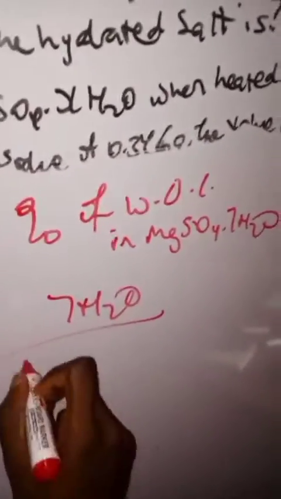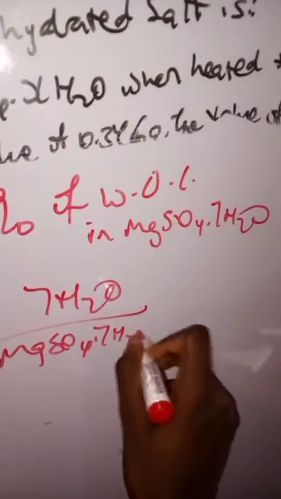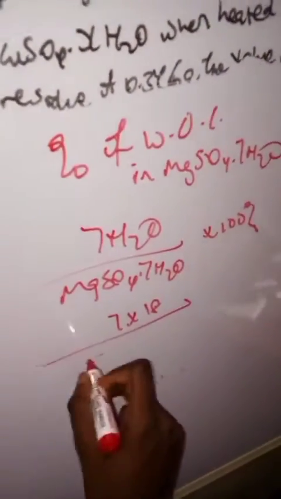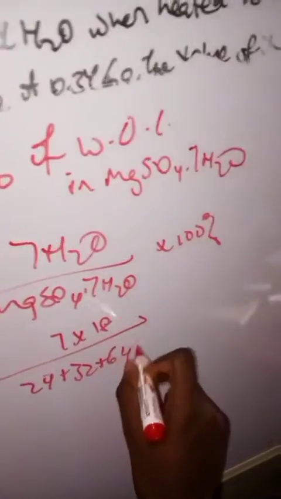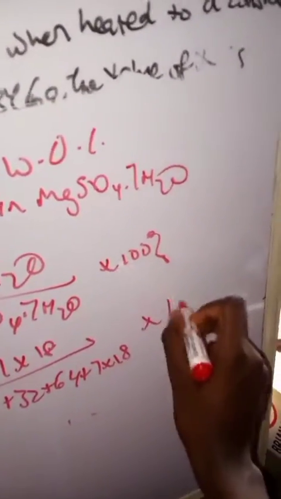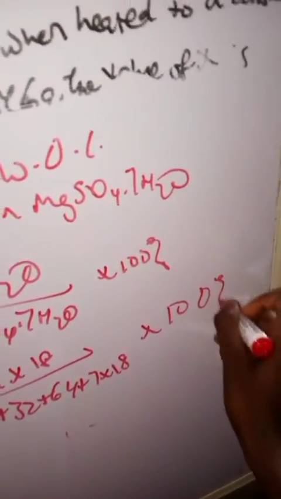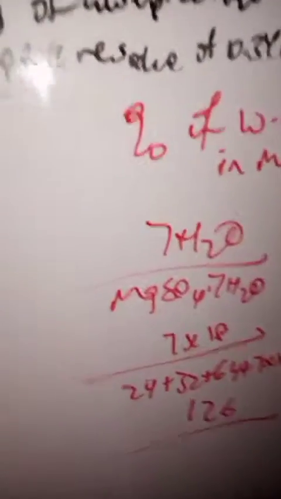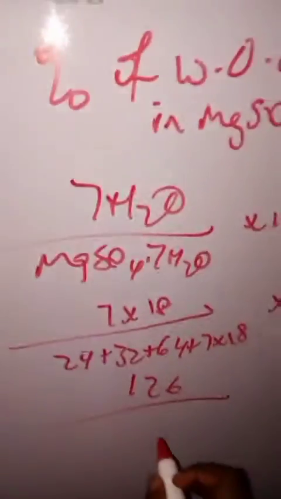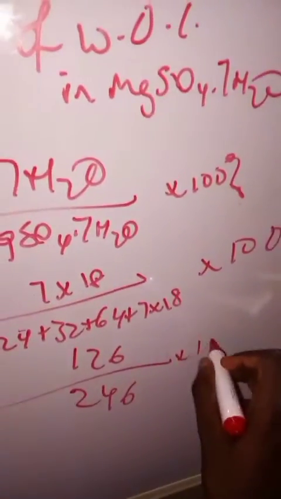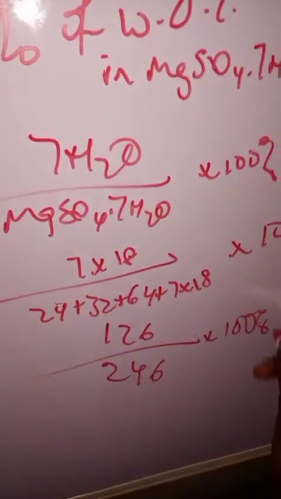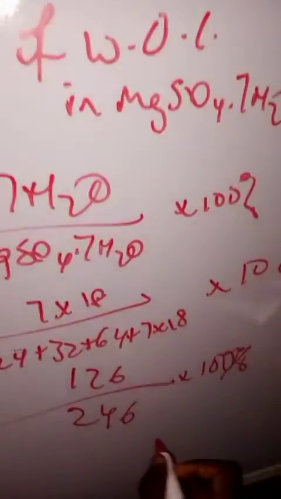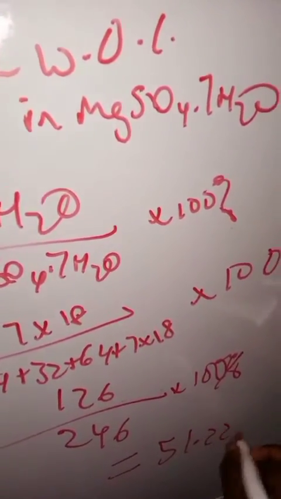7H2O over MgSO4.7H2O times 100%. This is 7 times 18 over magnesium is 24 plus 32 plus 64 plus 7 times 18, times 100%. 7 times 18 is 126 over, so you add this up, this is 246, times 100%. So 126 over 246 times 100. So this is 51.22%.